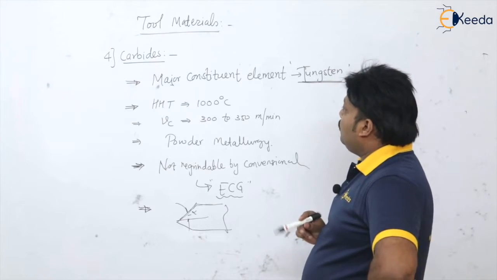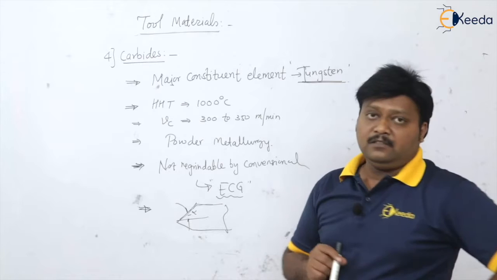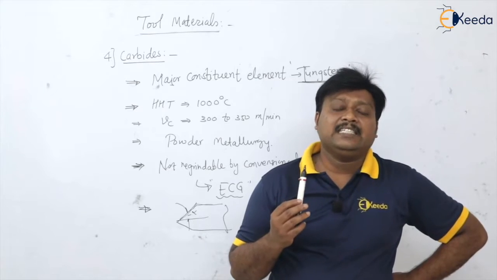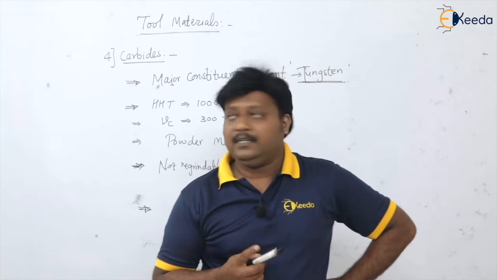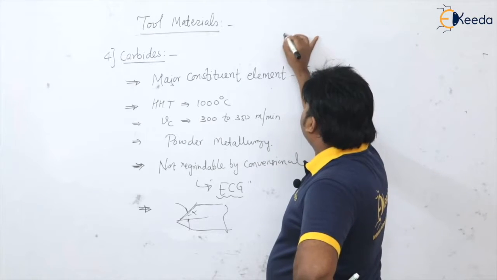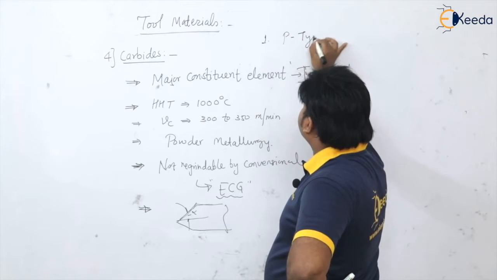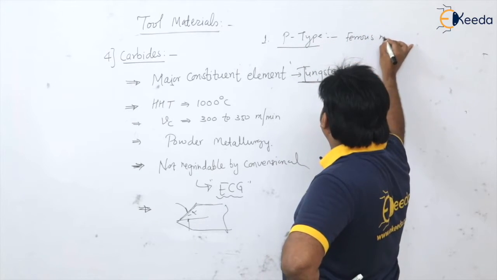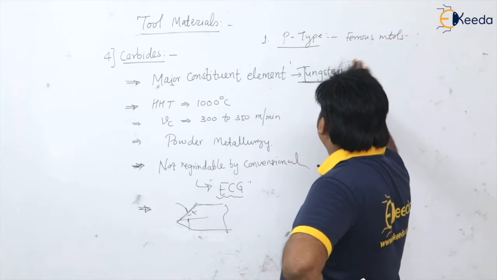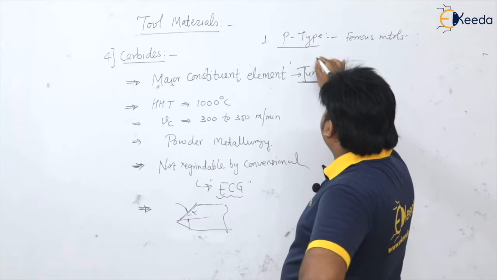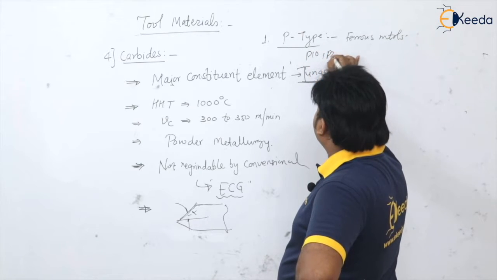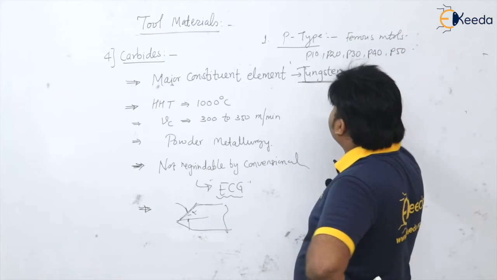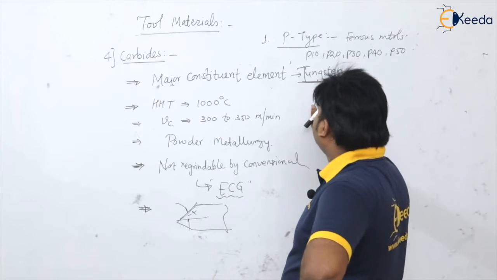Okay. If you look at the types of carbides, there are actually three types of carbides we are using. One is P-type carbide, second is K-type carbide, and third is M-type carbide. What are the types of carbide? The first type is P-type. What is P-type? This is basically used for the ferrous materials, for example P10, P20, P30, P40, P50, for the ferrous materials and steels.